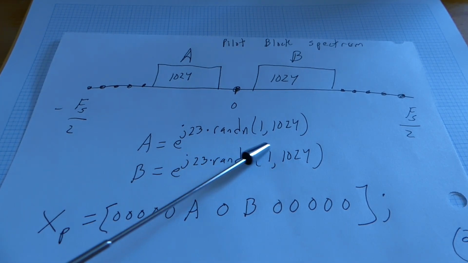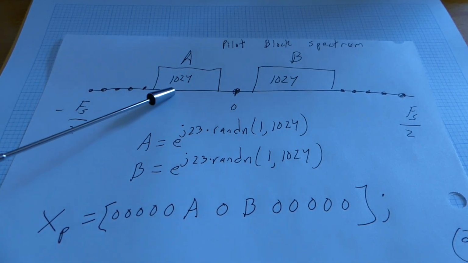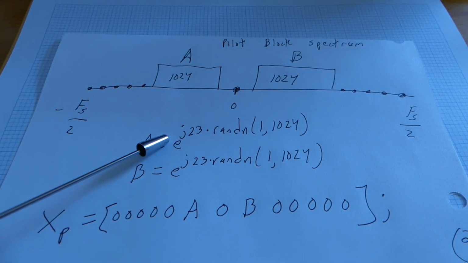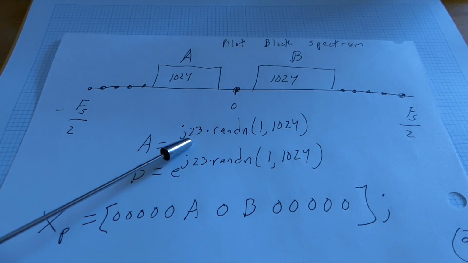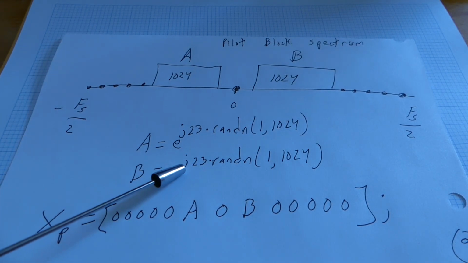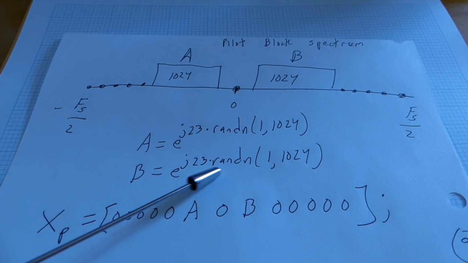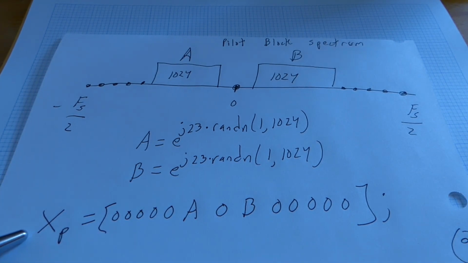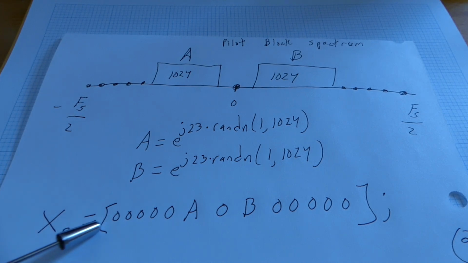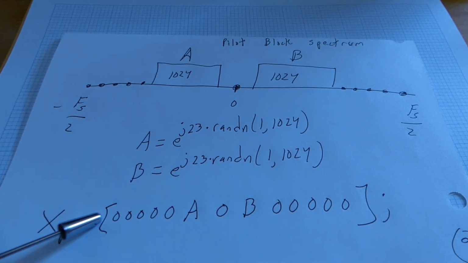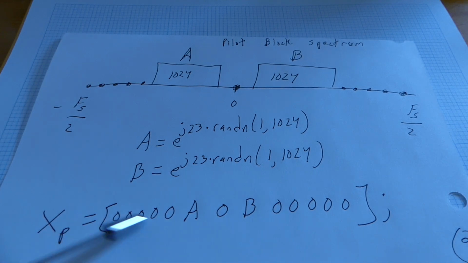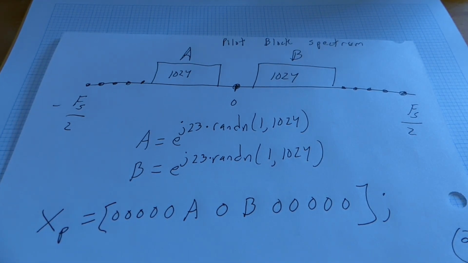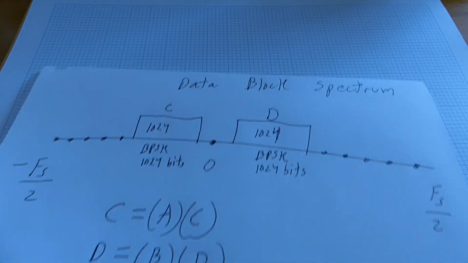So A will have a 1024 random phase vector with a 23 scaling, just a random number I picked. B will also be another random 1024 vector with a 23 scaling. And we shove it in our capital X of P here, and this is our pilot block vector, all still in frequency bins. Hopefully everyone's getting this madness.